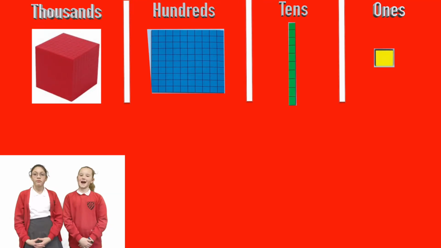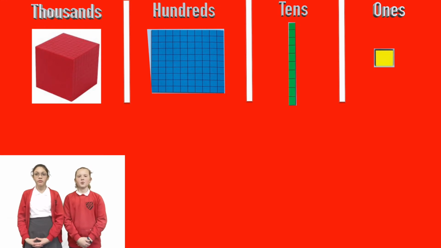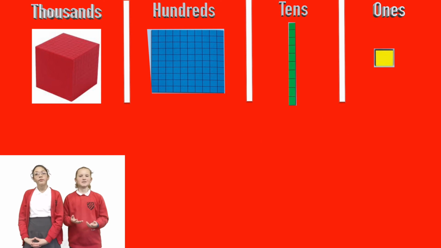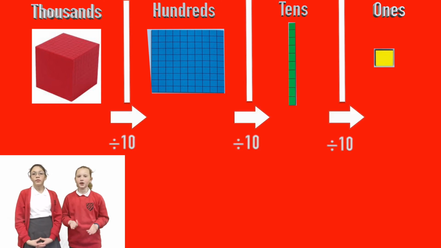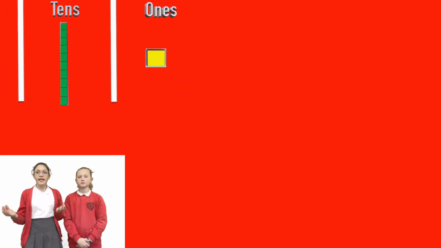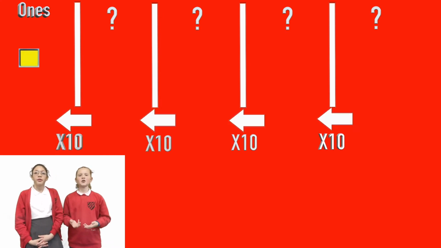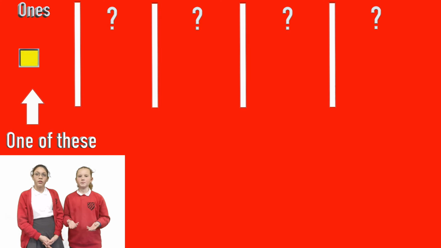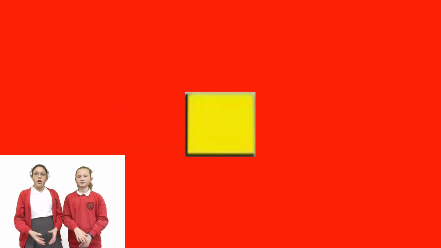Well done. Now, have you noticed that every time we go up a column, our groups get 10 times bigger, and every time we go down a column, the groups get 10 times smaller? But what happens when we get to ones? What is 10 times smaller than 1? Good question. That is where decimals come in. Remember, 10 of one column makes 1 of the next. Well, if you think about that the other way round, 1 of this column makes 10 of this one. But what is 10 times smaller than 1?